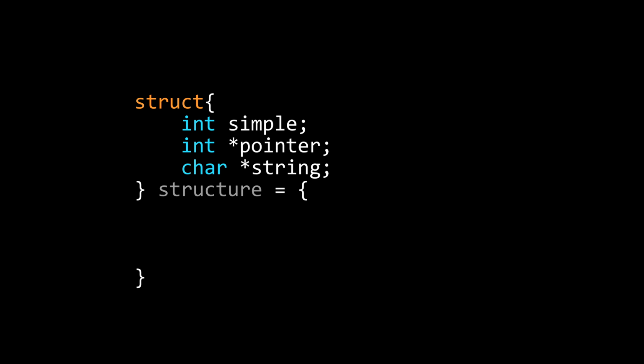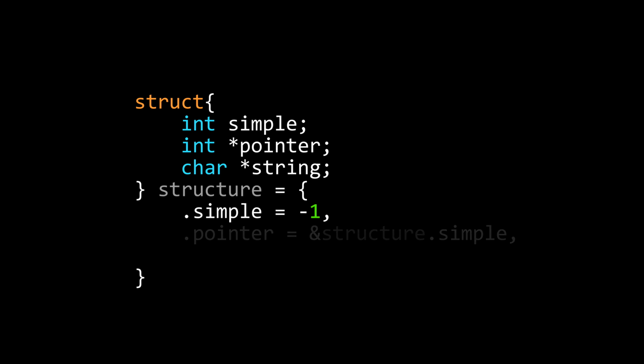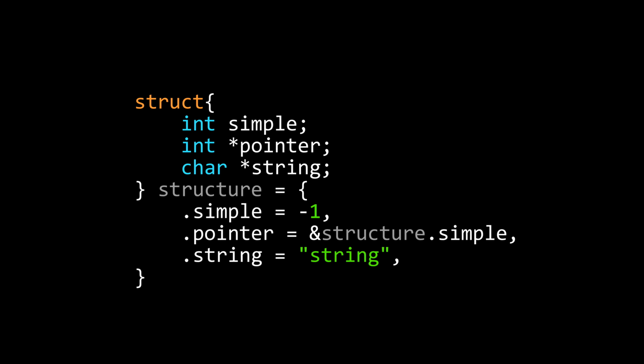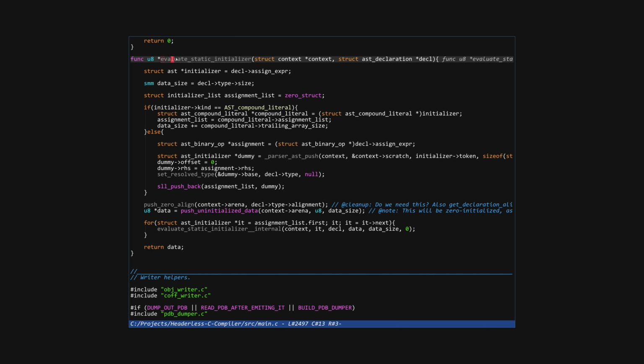For more complex types like structures, instead of just being a single initializer, we have to evaluate a sequence of initializers. In the code, this works as follows. Each initialized declaration has an assign expression. This expression is either an AST assignment in the simple case or an AST compound literal in the more complicated case where you have a structure.